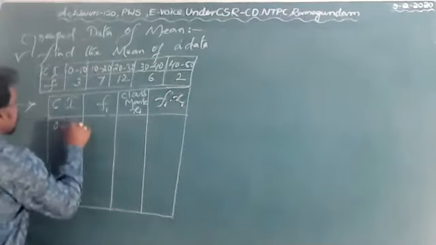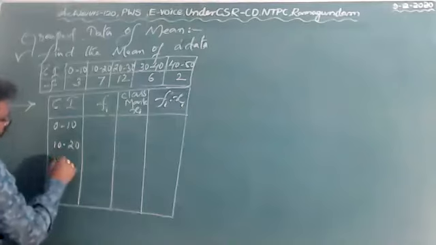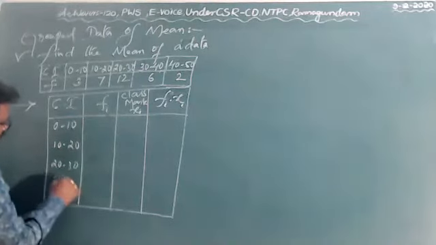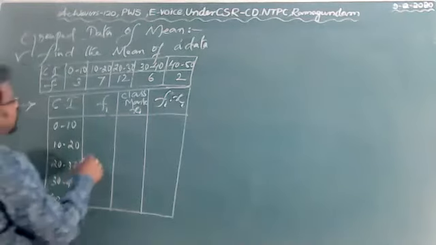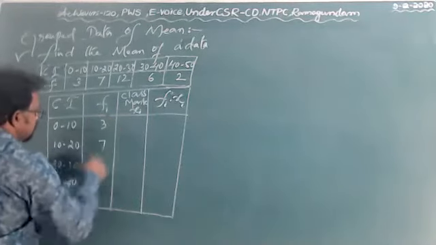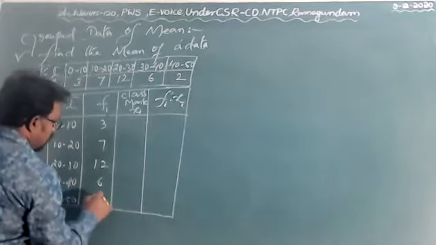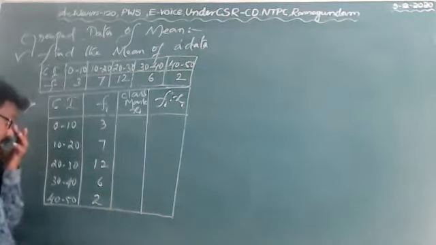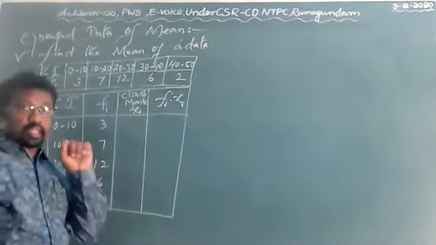We write the question here: 0 to 10, 10 to 20, 20 to 30, 30 to 40, and 40 to 50. We take the frequencies 3, 7, 12, 6, and 2. Okay, fine. These are the figures. We'll go with the direct method.